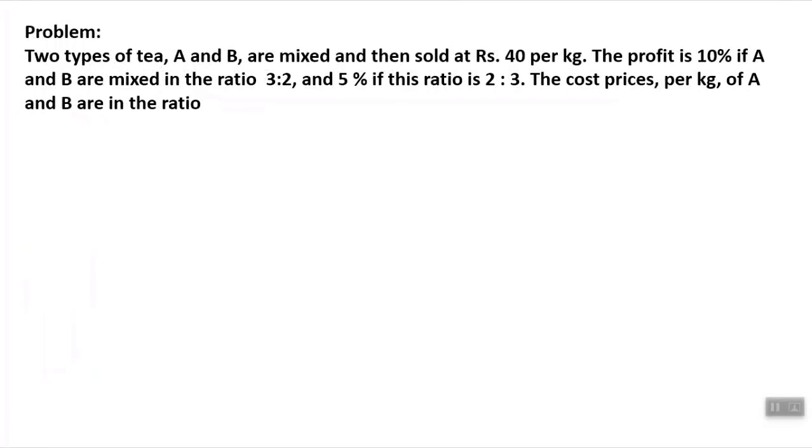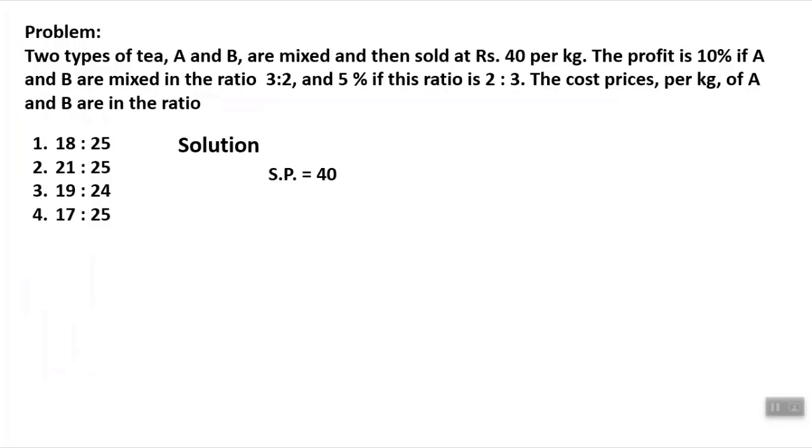The arithmetic section of any exam generally has a question or two on mixtures and alligations. This is a question from slot 1. Two types of tea are mixed, A and B, and then sold at a profit of 10% in one case and 5% in the other case at a price of 40 rupees per kg. They're asking what is the ratio of the cost prices of these 2 types of tea. Options are given. So how do you approach this?